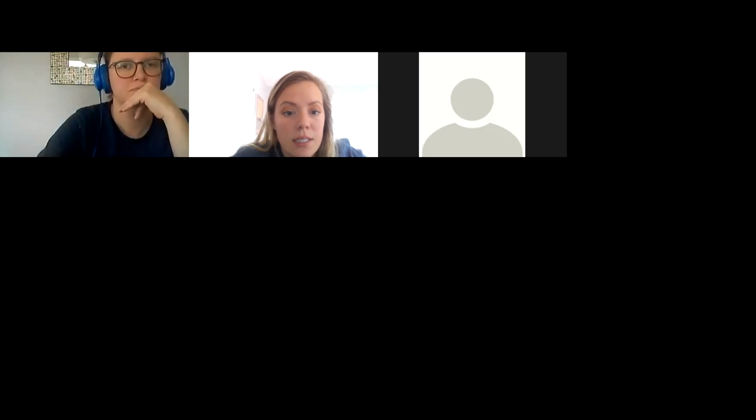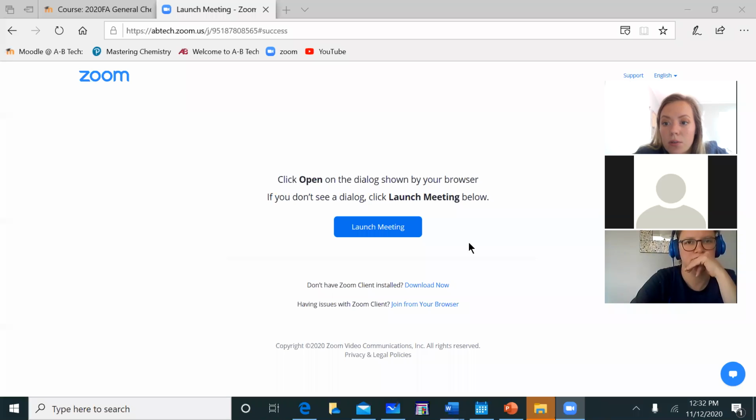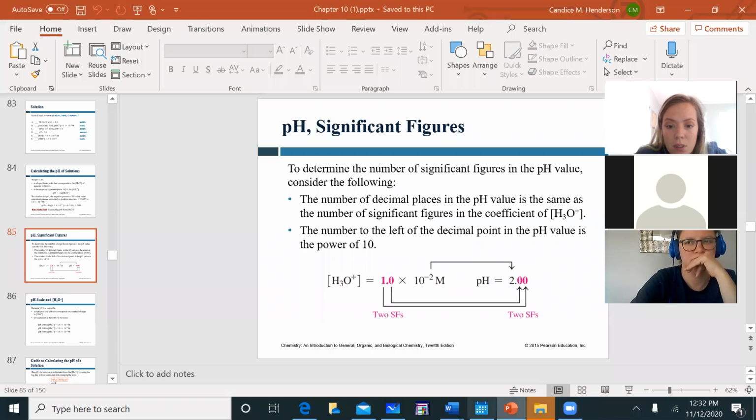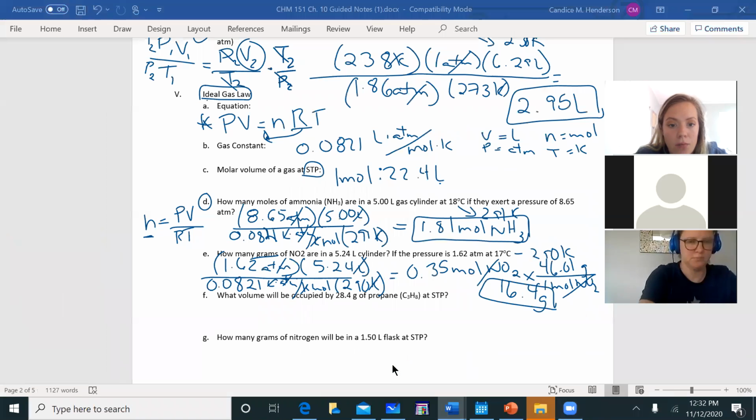Hello, everyone. So we are going to continue on with gases. We were looking at the different gas laws, and we had played around with using these different equations, like P1V1 equals P2V2, and so on. And then we talked about the ideal gas law.